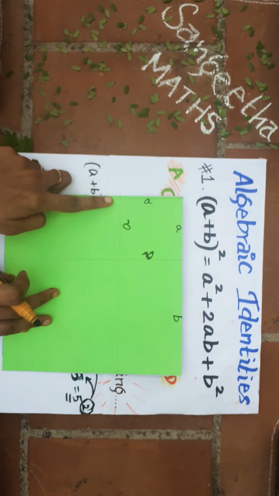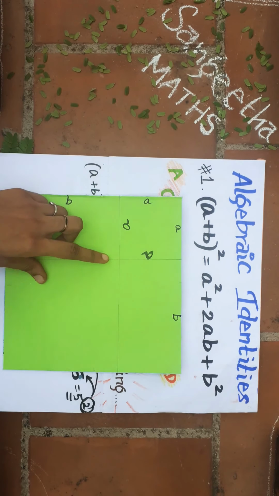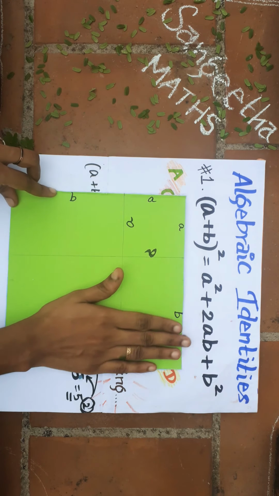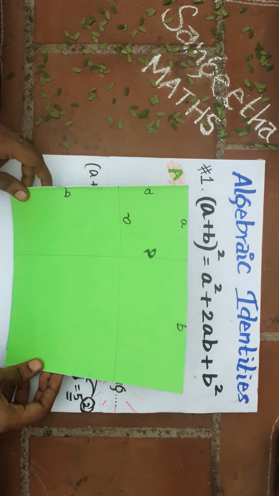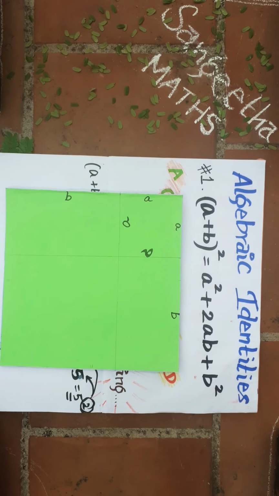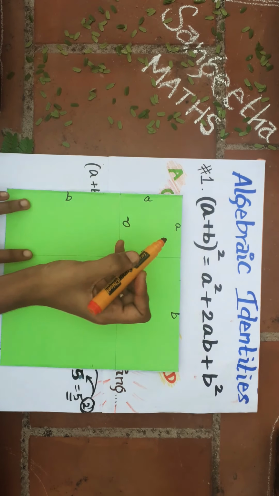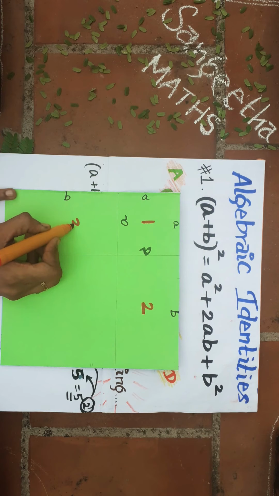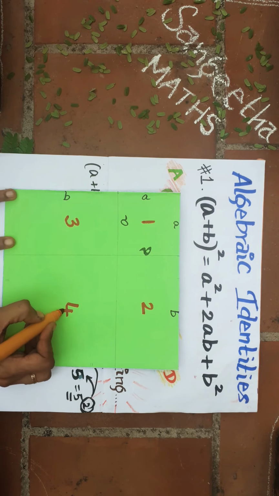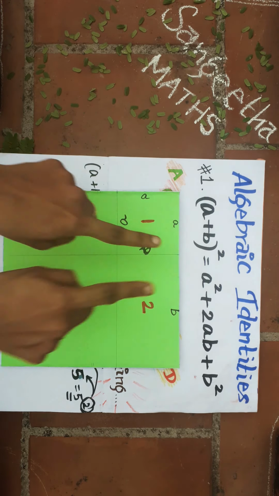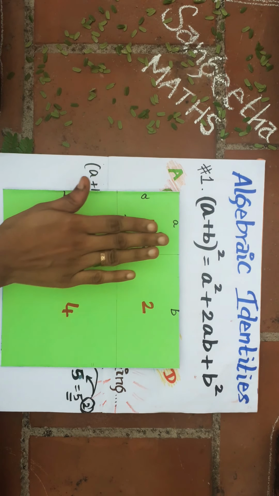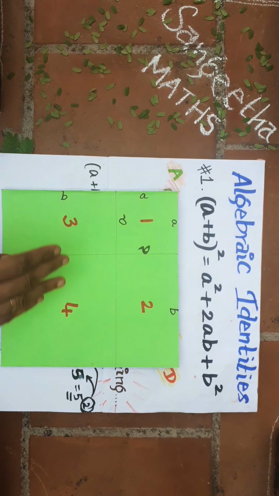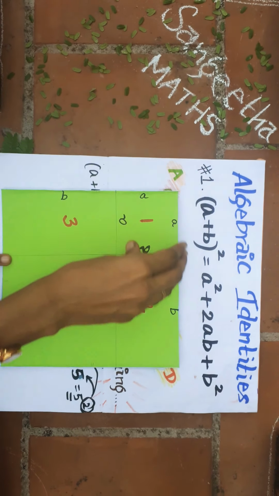So what do you see here? A square. Yes. Now this whole area, that is (a plus b) the whole square, is split into 4 parts. I just say this is part 1, 2, 3 and 4. So the total of this is equal to the sum of these 4 parts, right? Let's see what the area of all these parts is.